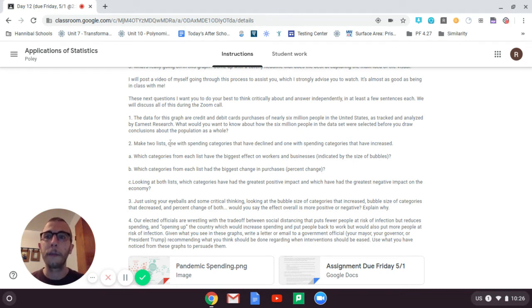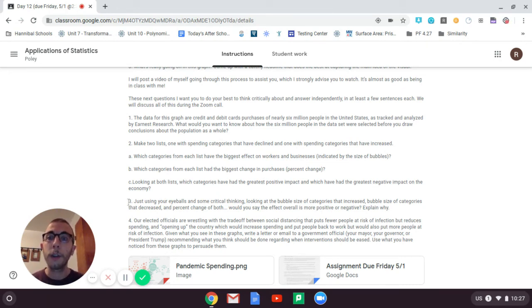That's number 1. Number 2 says make 2 lists, one with spending categories that have declined and one with the spending categories that have increased. Which categories from each list have the biggest effect on workers and businesses? And in parentheses here, that would be indicated by the size of the bubbles, something I briefly mentioned before. Which categories from each list had the biggest change in purchases? And that comes down to the percent change and where those bubbles are on that number line. Looking at both lists, which categories have had the greatest positive impact and which have had the greatest negative impact on the economy? Okay, that will definitely involve a little critical thinking, but I want to see what you guys have to say for that.